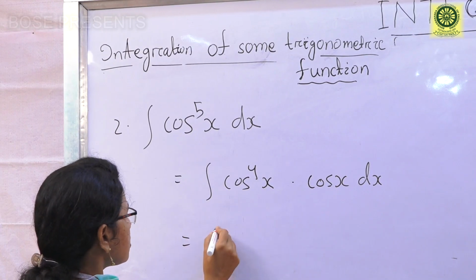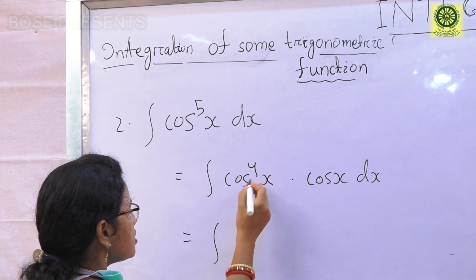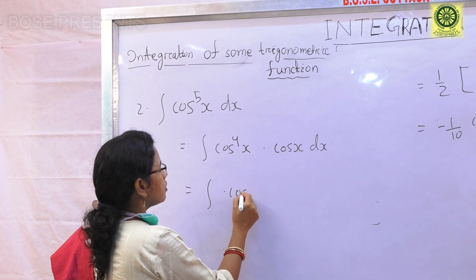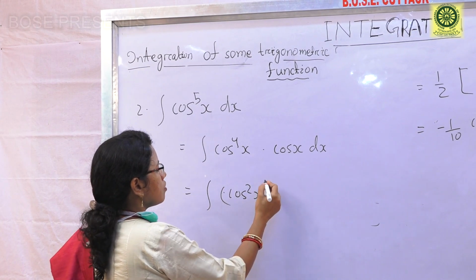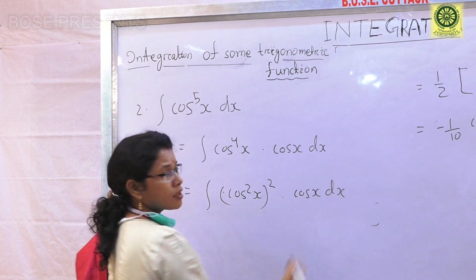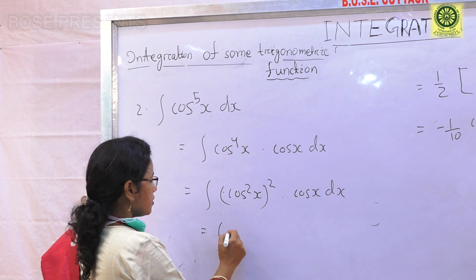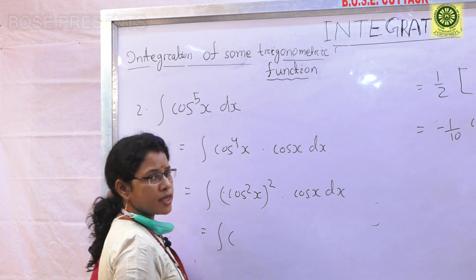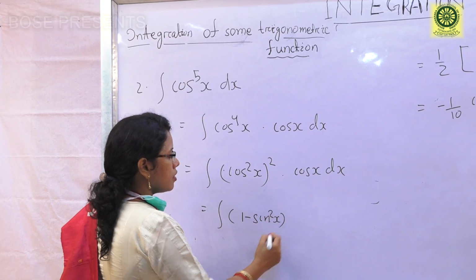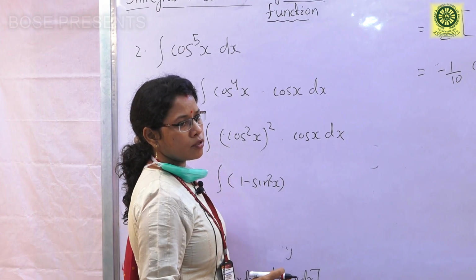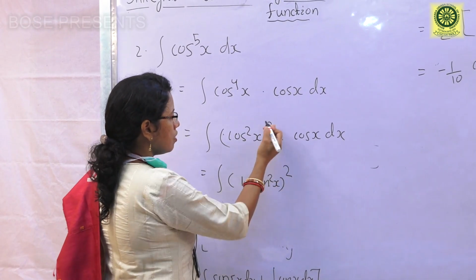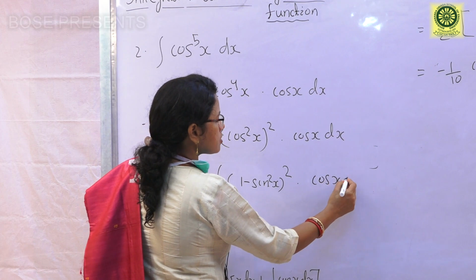So just replace the cosine function with the sine function. This can be written as the whole square of cos square x into cos x dx. Then convert this cosine function into the sine function by using the formula sin square x plus cos square x equal to 1. That implies cos square x equal to 1 minus sin square x, whole square, cos x dx.